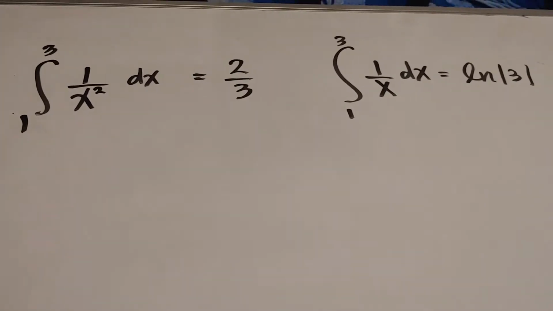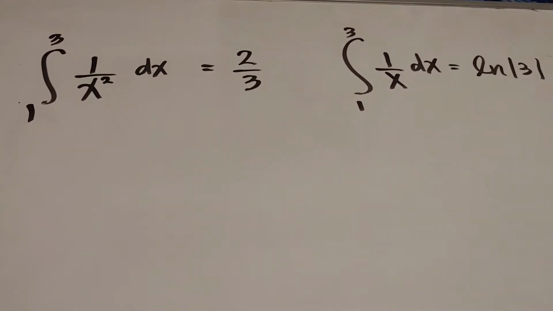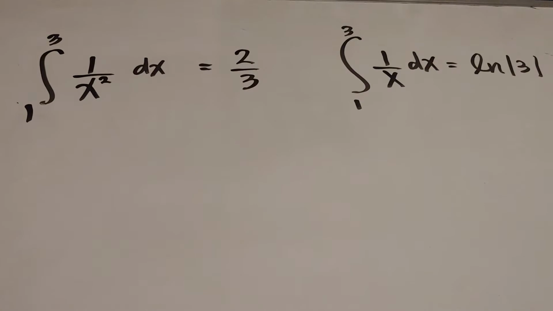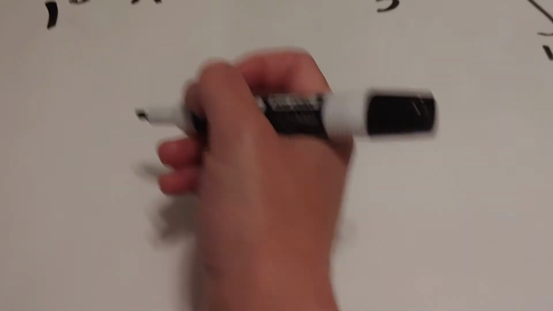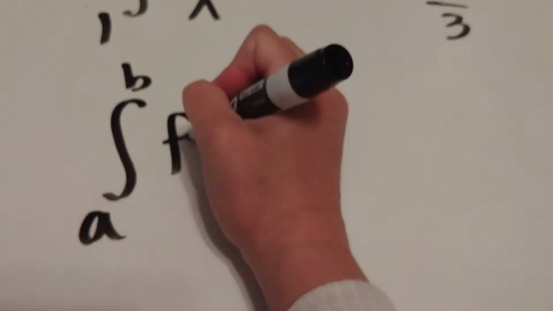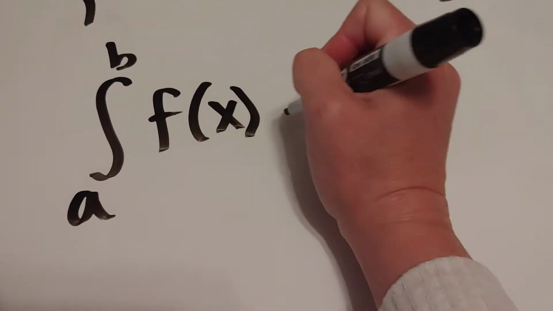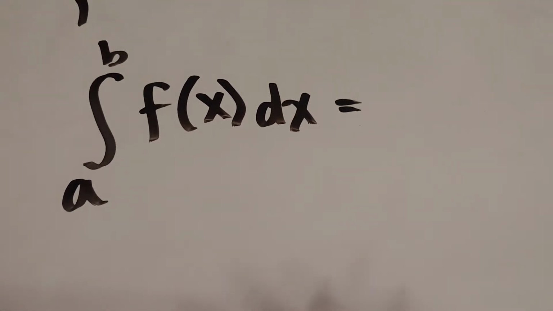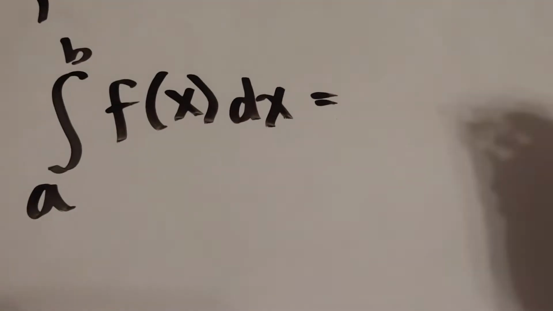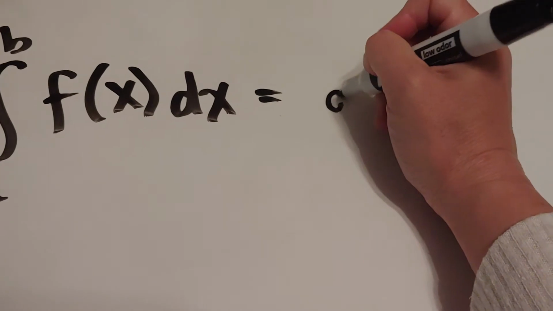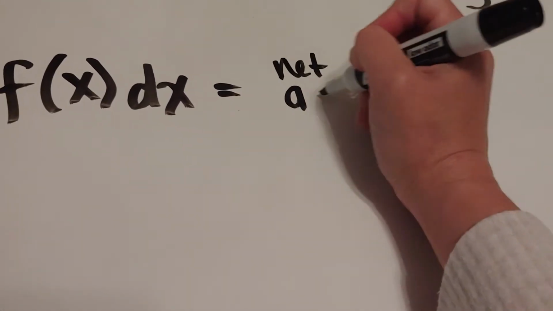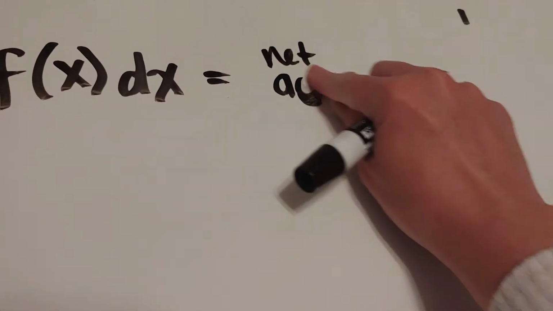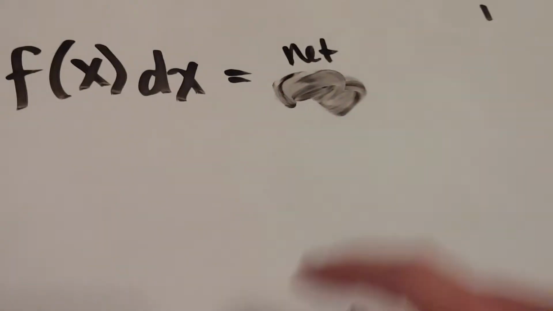In my previous video, I solved these two integrals, but I want to explain what these mean in terms of area. So when you have an integral from a to b of f of x dx, yes, we get a number answer out, but what that number is going to find me is the net area, which is the same thing as total area.